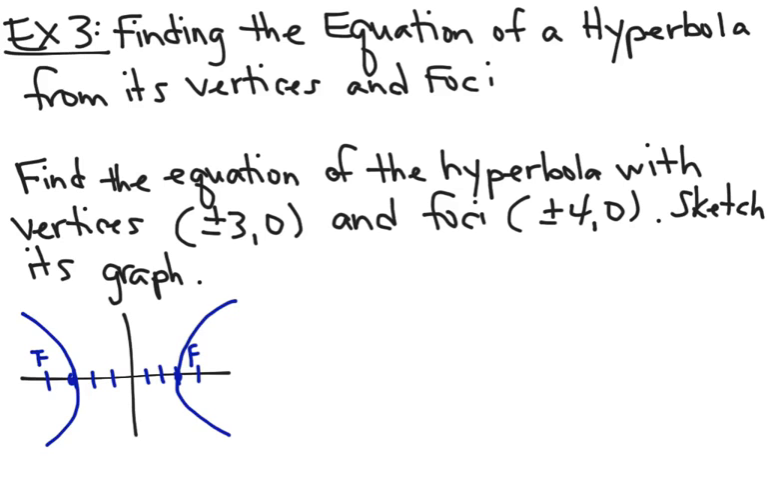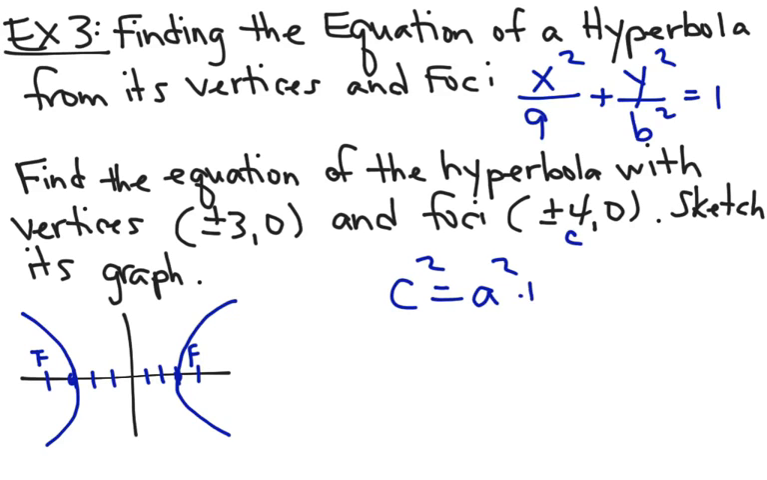Knowing that tells me that I'm going to write an equation that says x squared over a squared minus y squared over b squared equals 1. So let's start with the fact that the vertices are a units away from the center. So if a is 3, then a squared is 9. So I already know this is 9. The next thing I need to find is b, and right now I don't know what b is. But I know what c is. And I know that c squared is equal to a squared plus b squared, so I know that 16 must equal 9 plus b squared. And I know that b squared must be 7.